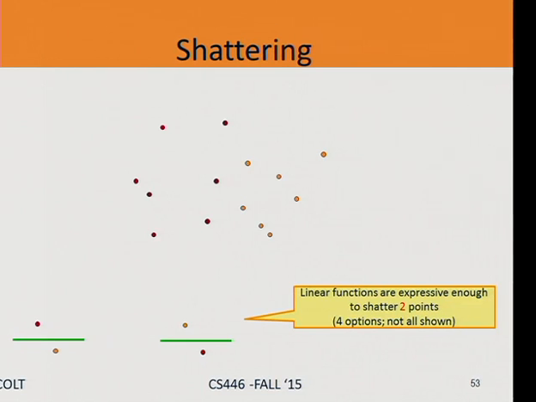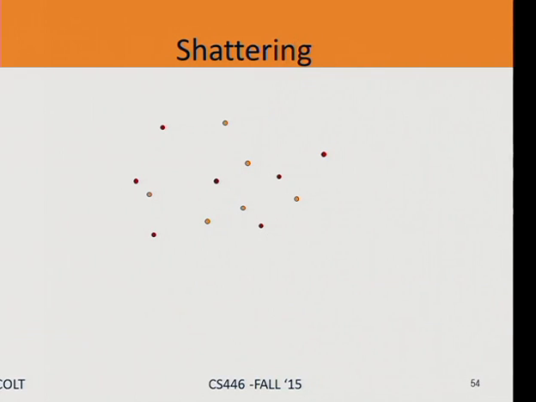But if I show you this set of points, if I label it this way, it's fine. You know, positive here, negative here, linear functions can do it. But if I label it this way, hopefully you can see the distinction between these 2 colors. Yeah, you can. Then a linear function is not going to do it. I can try this way, this way, this way. It's not going to work. Right? Linear functions are not expressive enough for this specific labeling.